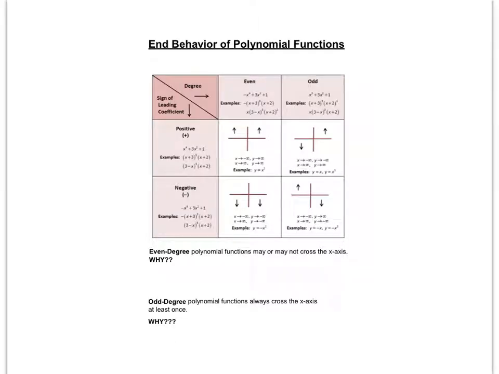So these last couple of pages we just went through were all in your book. If I went too fast, they're all in your book in section 4-1. So go ahead and look at those if you want. A couple questions that you may want to think about. An even degree polynomial may or may not cross the x-axis. Think about why. And an odd degree polynomial will always cross through the x-axis at least one time. Why?